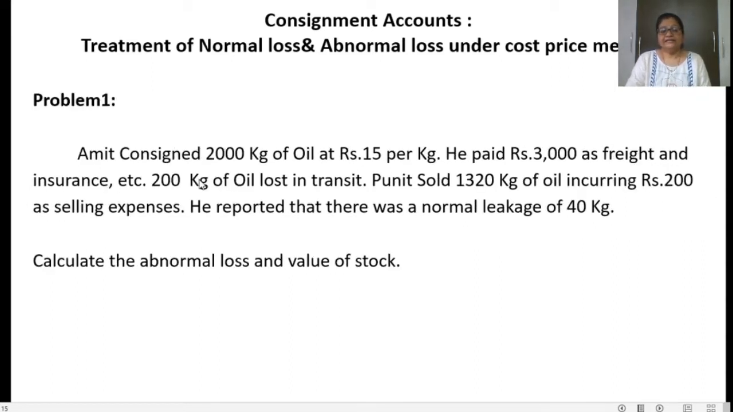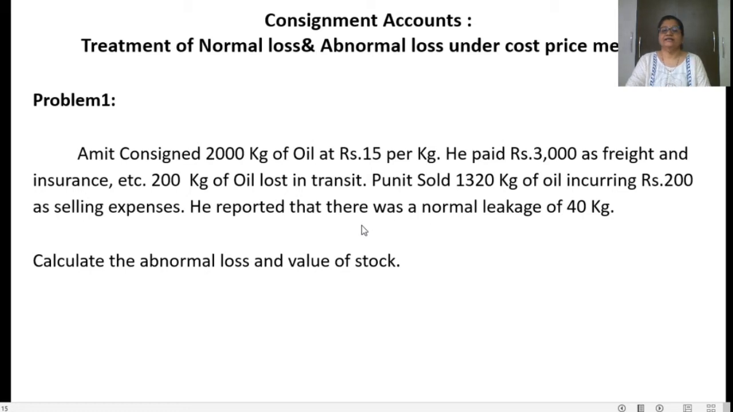Now, let us discuss this with the help of a problem. Amit consigned 2000 kg of oil at rupees 15 per kg. He paid rupees 3000 as freight and insurance, etc. So, freight and insurance is a non-recurring expense. Then 200 kg of oil was lost in transit. Puneet sold 1320 kg of oil incurring rupees 200 as selling expenses. He reported that there was a normal leakage of 40 kg.